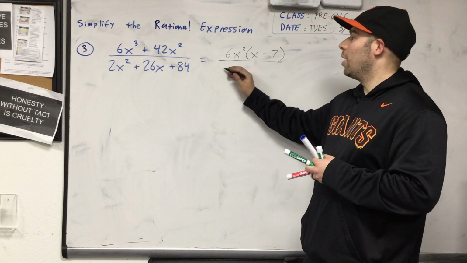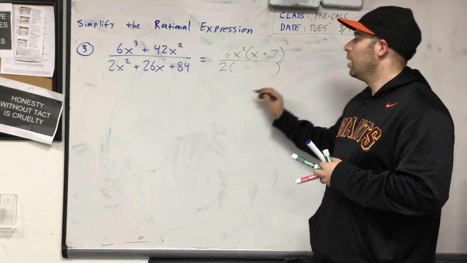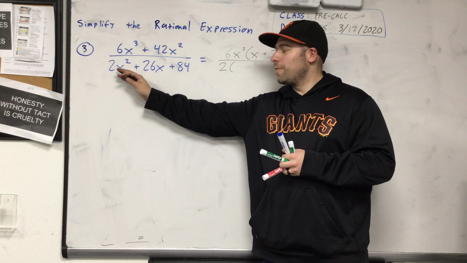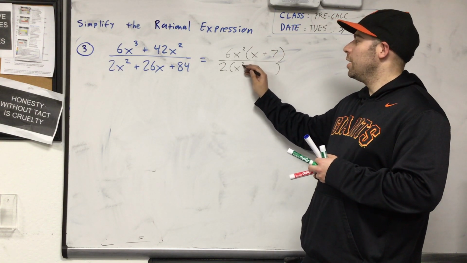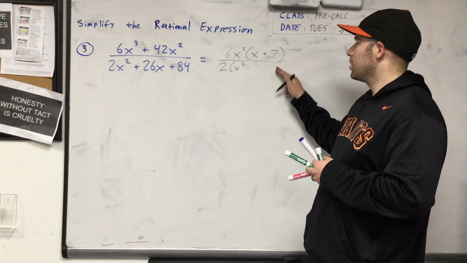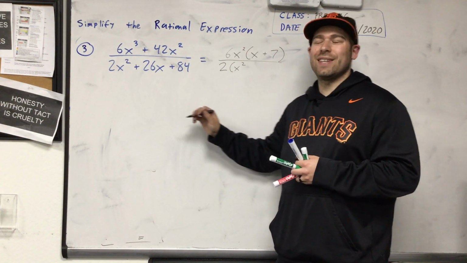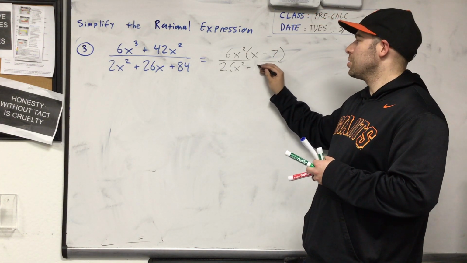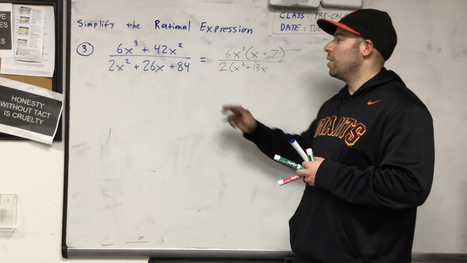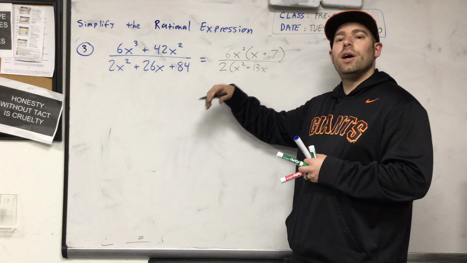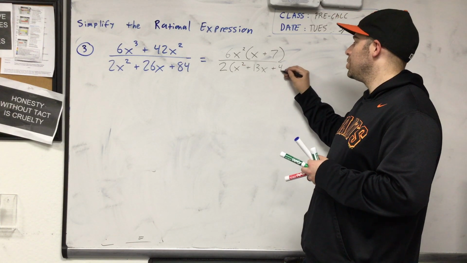Yes, I can factor out a 2. So if I factor out a 2 from 2x squared, 2 times x squared is 2x squared. Let me just erase that because I think I'm going to need more space. 2 times what is 26x? That'd be 13x. All right? And 2 factored out of 84, that would be 42.